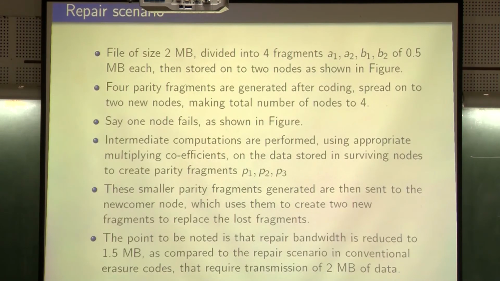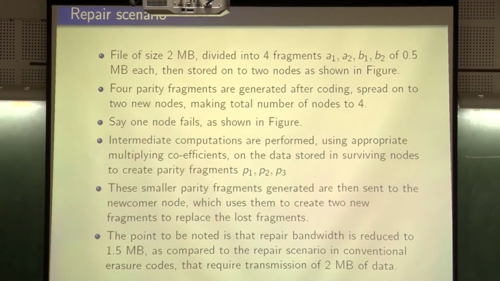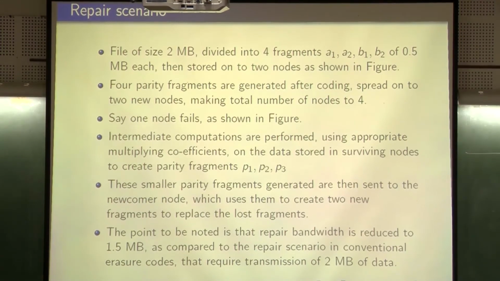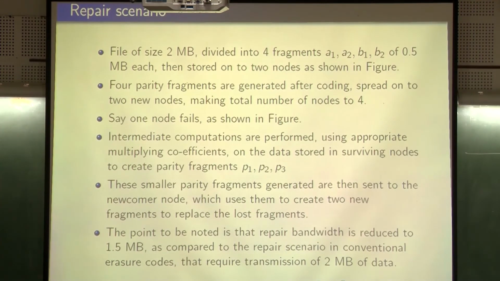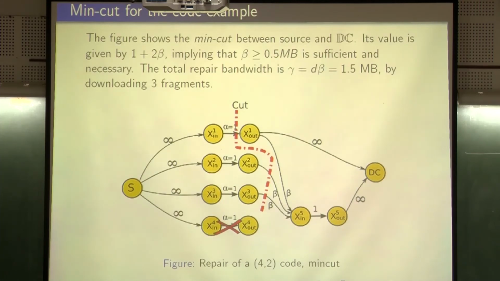α is of 0.5 MB each. The fragments are 0.5 MB each. So the symbols transmitted, each symbol is 0.5. α is the number of symbols, so the number of symbols is 1, but the size of the symbol is 0.5. So β, we are talking in MBs. Remember, that MB is just a symbol. Whether you think of it as a 1 or otherwise doesn't matter. It's a half symbol.